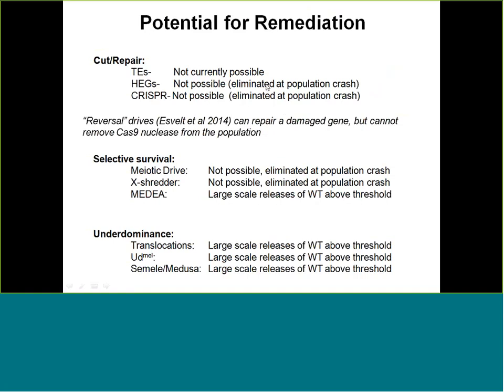you're targeting, say, a female fertility gene, these might eliminate themselves as the population crashes. Maybe not to the point of extinction, because as Fred mentioned, extinction is probably not likely, but as you get to the point where the population is lower, you'll have stochastic events that might eliminate the gene from the population. Esvelt put forth the idea of reversal drives, but these are only for really repairing a damaged gene, so you can restore the gene that you disrupted, but these do not actually remove Cas9 nuclease from the population.